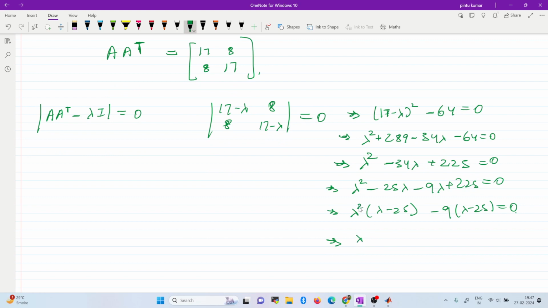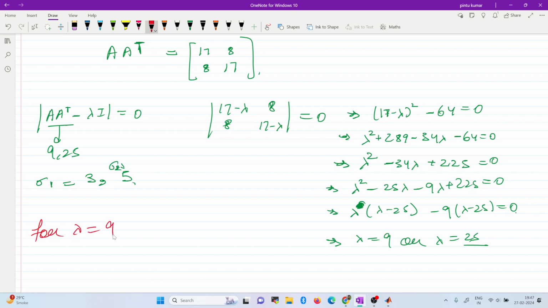Sorry, this is not lambda square, this is just lambda. So lambda is equal to 9 or lambda is equal to 25. These are the eigenvalues that I obtained for AA transpose. So what are the singular values that I'll have? The singular values are 3 and 5, so sigma 1 is 5 and sigma 2 is 3. Now let's obtain the eigenvector corresponding to this. For lambda equal to 9, what is my eigenvector for AA transpose?